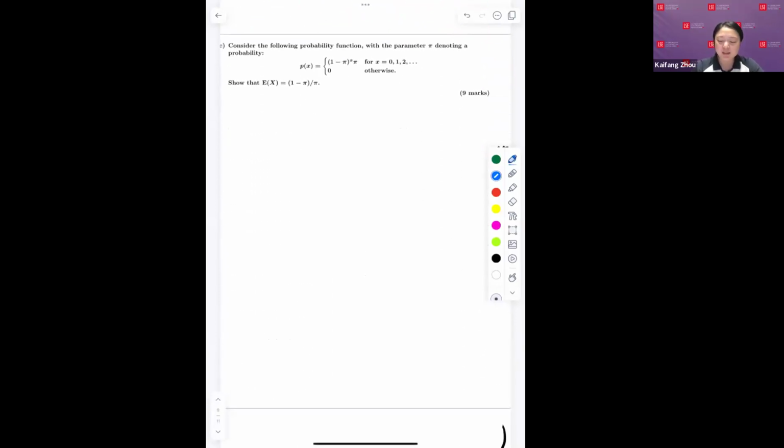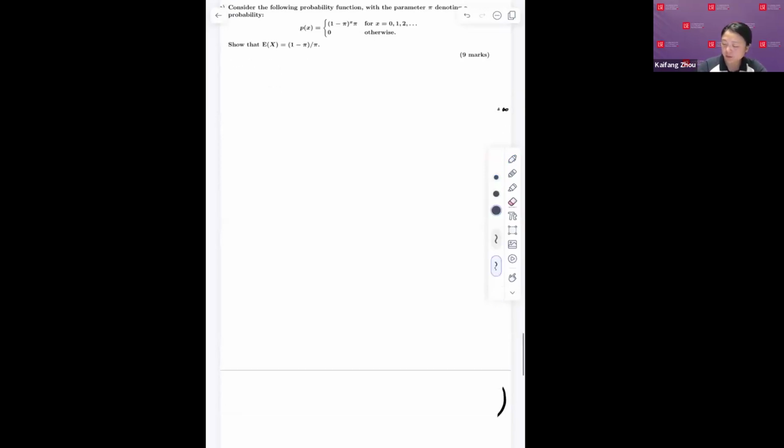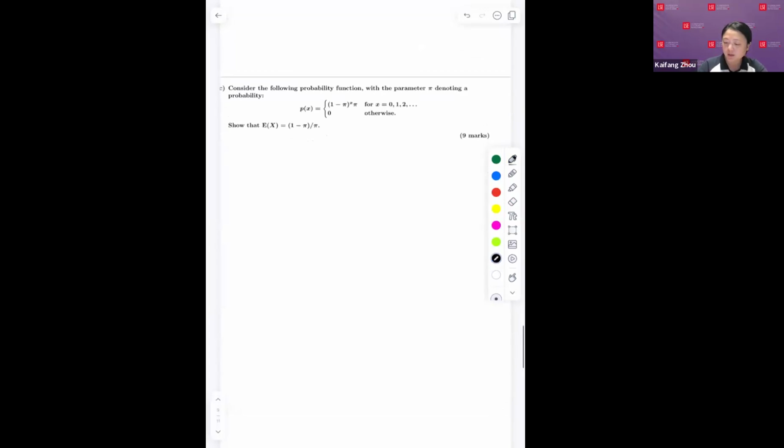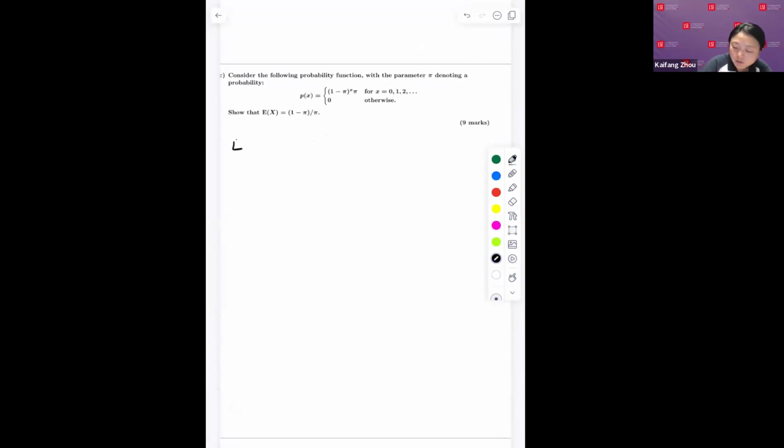Okay, so in this case, we are given this probability distribution. And now we need to show that the expectation of x is equal to (1 minus pi) divided by pi. Okay, so let's try to do this question together. First of all, let's write down the formula that we need to use to calculate the expectation of x.